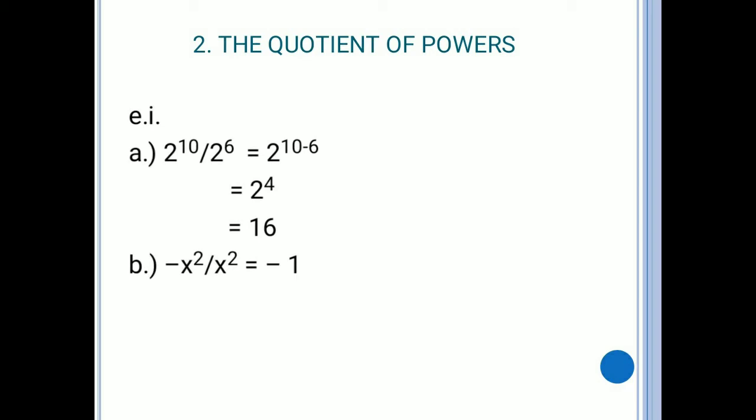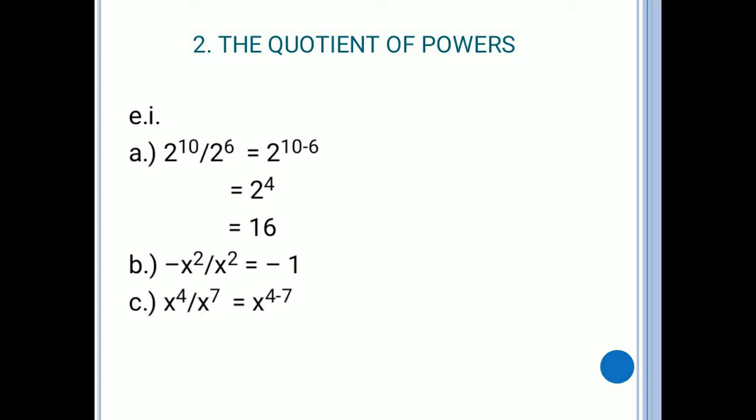Another example is negative x squared over by x squared. Kagaya ng tinuro ko sa inyo kanina, kapag parehas ng base at kapag parehas ng exponent, ibig sabihin, ang sagot ay 1. But the numerator is negative and the denominator is positive. Kaya, ang sagot natin ay negative 1. Kasi negative times positive is equal to negative.